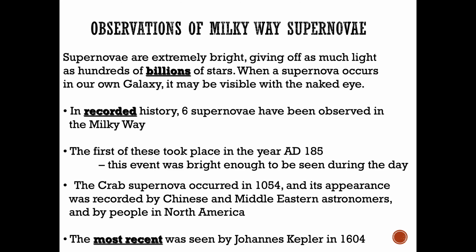Now, last month there was a nova that occurred, not sure whether in our galaxy or in a different galaxy, but this was observable for countries in the northern hemisphere, but not for us because it is very low on our horizon. Now, if you go back to the recorded history, 6 supernovae have been observed in our own Milky Way, right? The first of these took place in AD 185, and this event was very bright. You could even see it during the day at that time, according to the history.